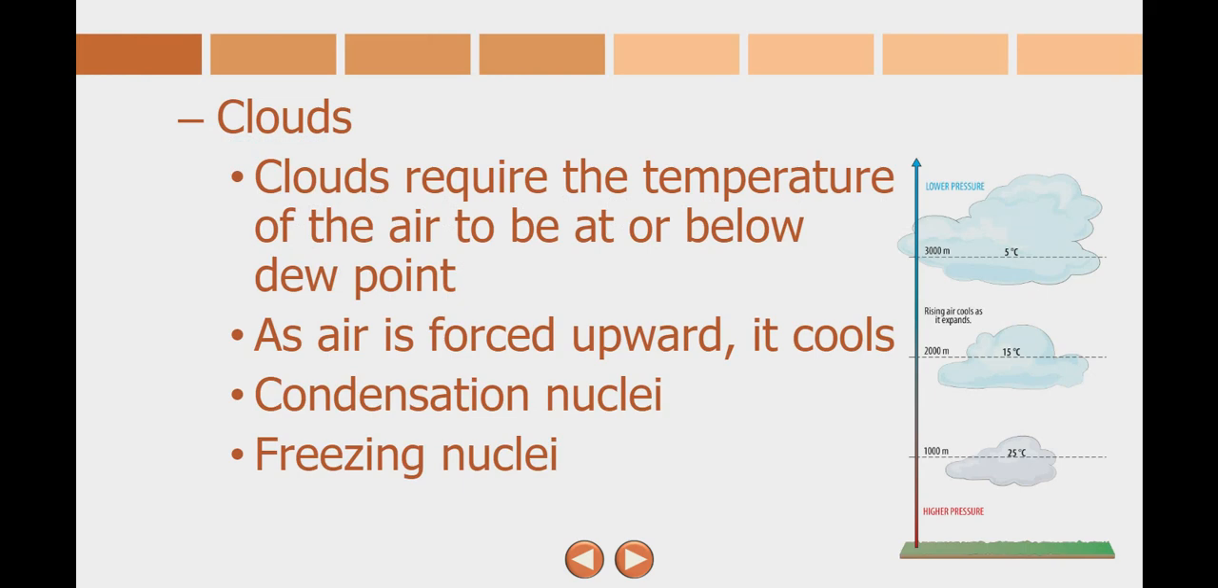If there are these particles in the air, then once we reach the dew point or even cooler than that, then these tiny water molecules easily are attracted to these pieces of dust or pollen or smoke or whatever this condensation nuclei happens to be. So as they all come together, they start to form these bigger droplets. Freezing nuclei is if the dew point is below freezing, then the water vapor deposits as ice crystals on the particles instead of depositing as water.